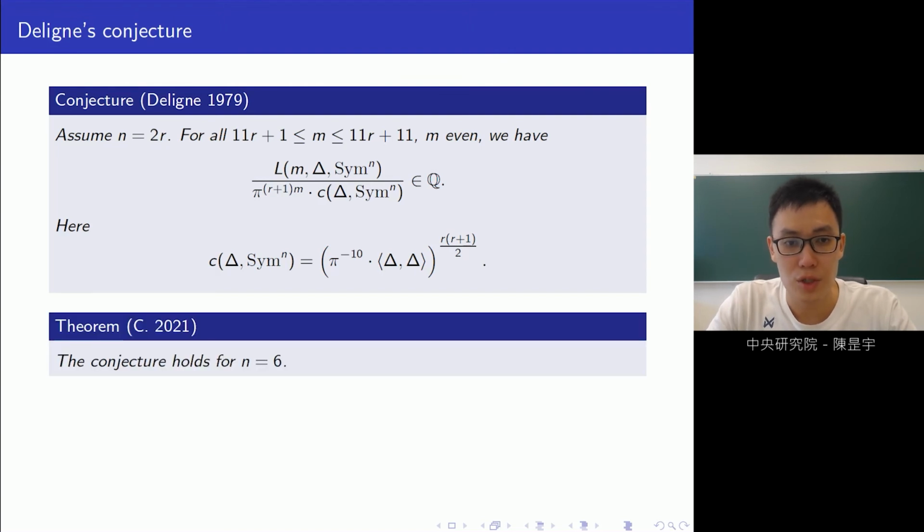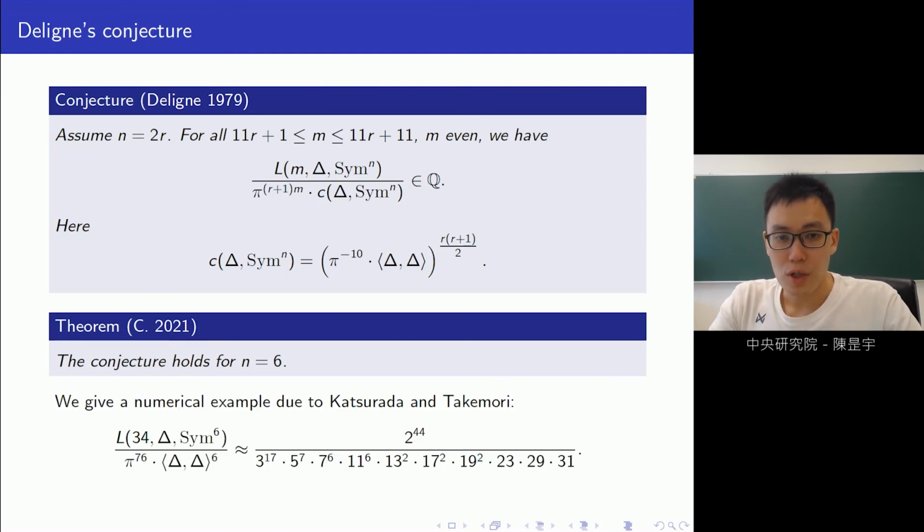Recently we showed that this conjecture holds for n equal to 6. In fact, what we prove is that this kind of algebraicity result holds with the Ramanujan delta function replaced by any modular form, as long as the weight of the modular form is greater than or equal to 6.